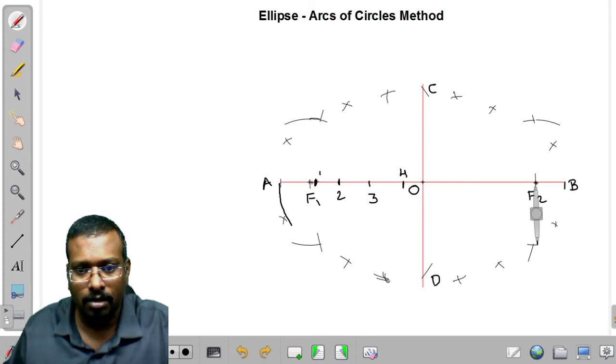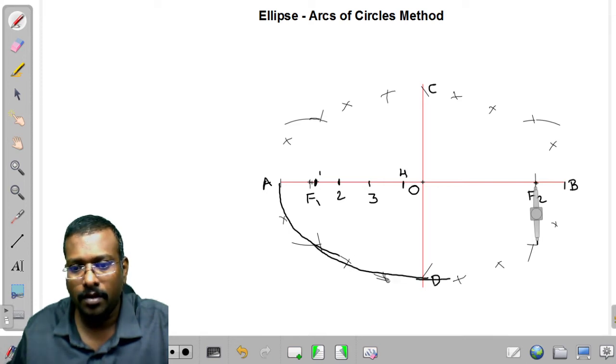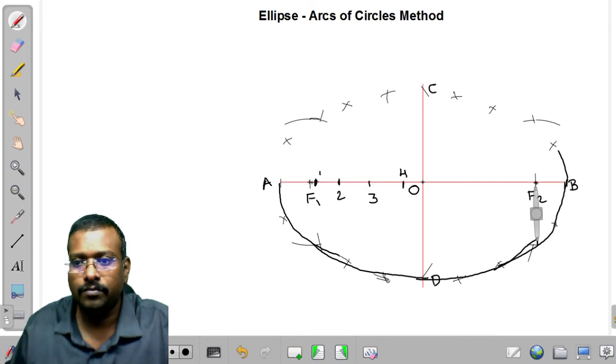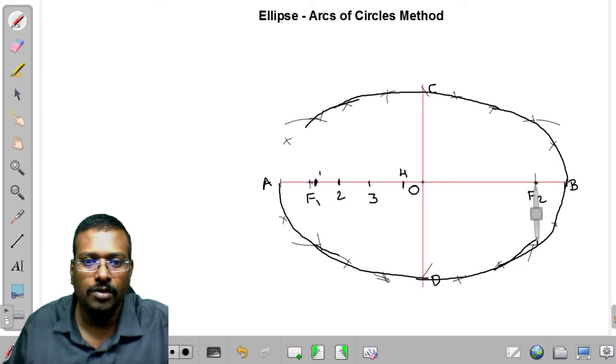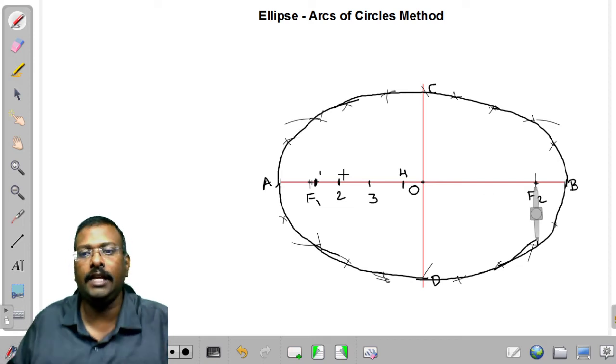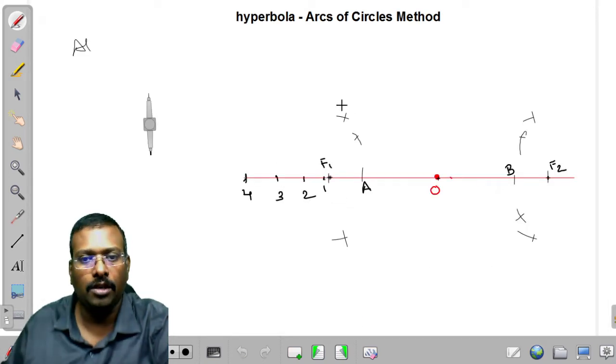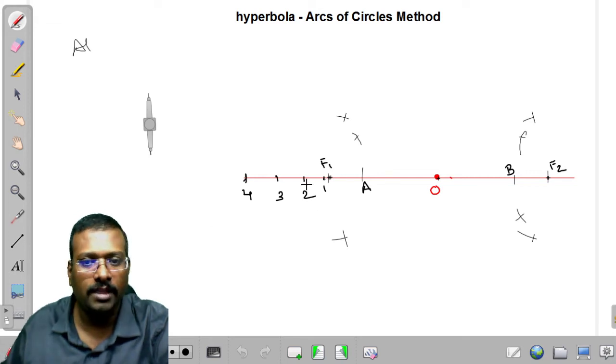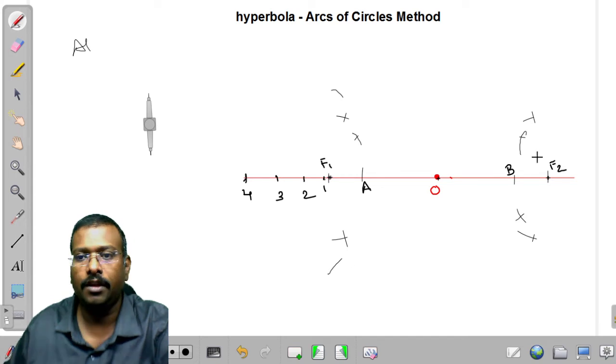So by joining all these points as a smooth curve, if you use the instruments properly, you can get the exact nature. Now here also, if you take A3 as radius, F1 as center, draw the arc here and here. F2 as center, draw the arcs on both the sides.